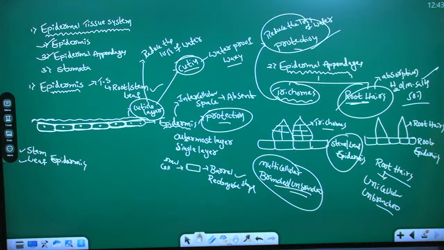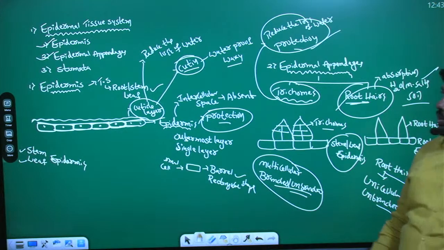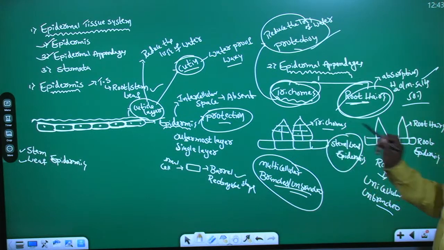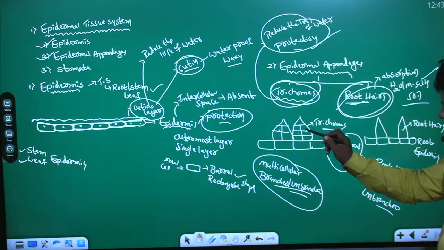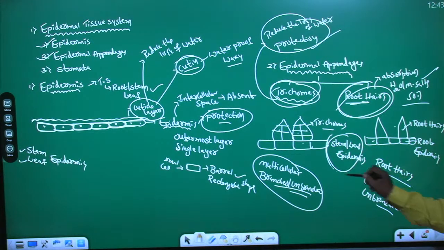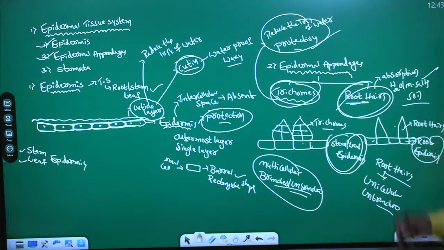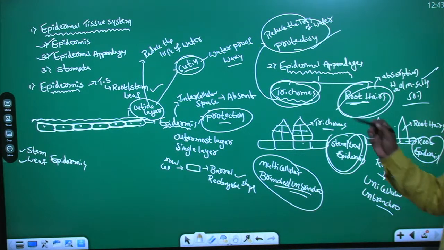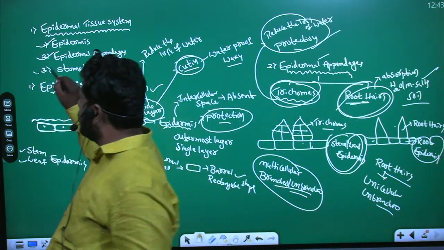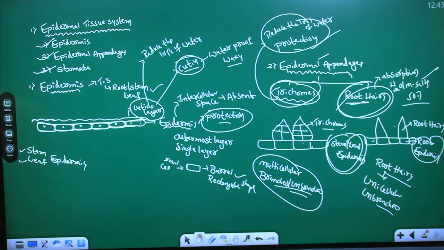Any doubts? So these are trichomes and root hairs. These are the trichomes, these are the root hairs. Both are outgrowths of epidermis. This is stem and leaf epidermis, this is root epidermis. That's why they are called epidermal appendages. And the third one is the stomata. That one we will discuss tomorrow.